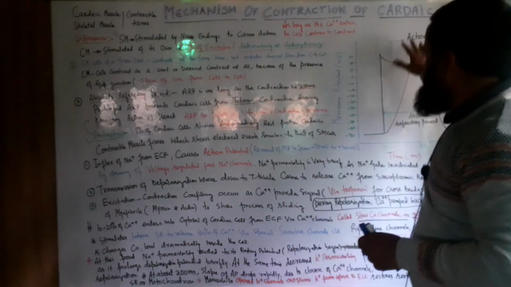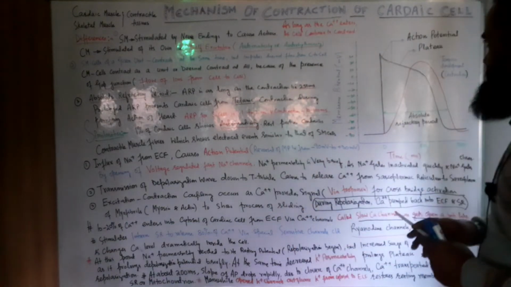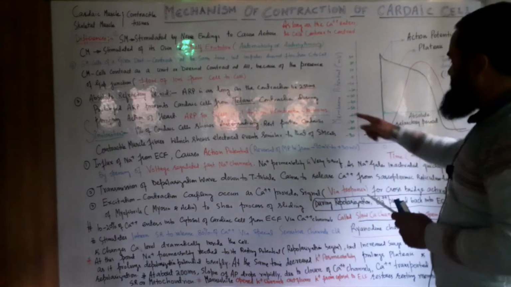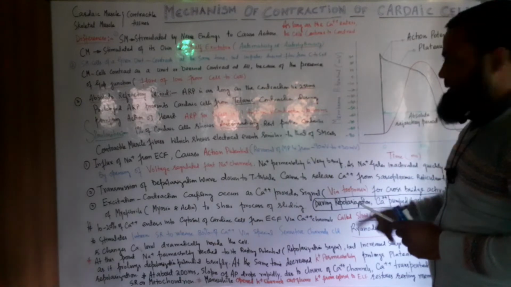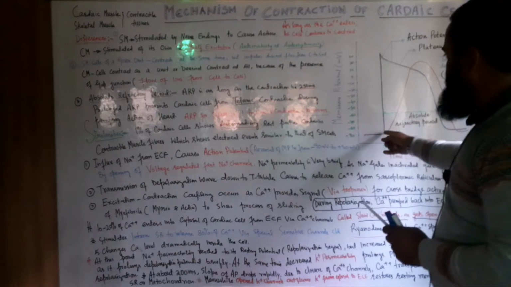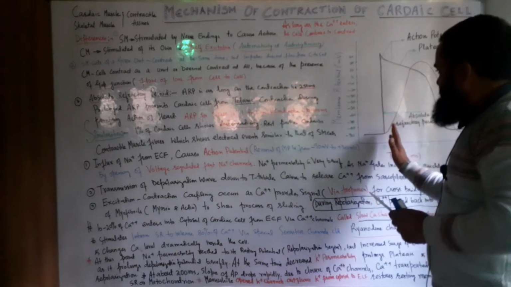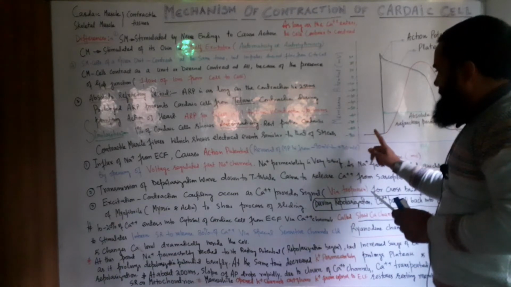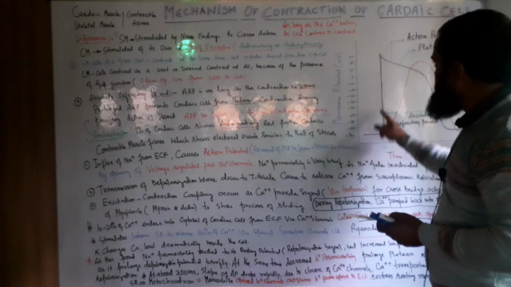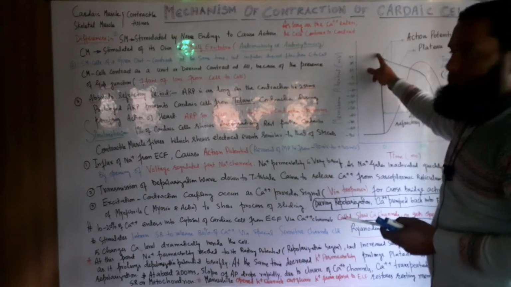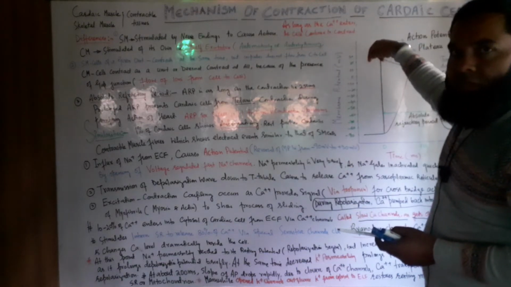Let's now look at this figure. This is the time taken, this is the membrane potential. This is minus 90, this is plus 30. What happens when there is an influx of sodium? There is a reversal of membrane potential, from minus 90 millivolt to plus 30 millivolt. But there is a rapid closure of the sodium channels.